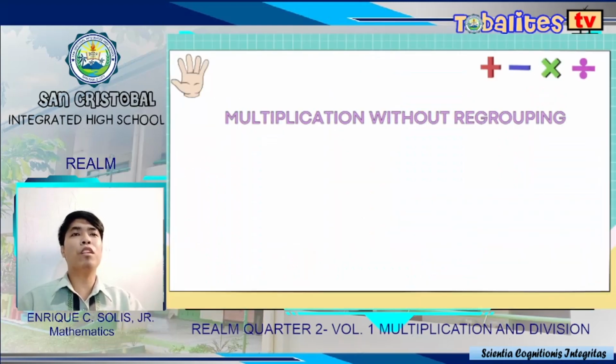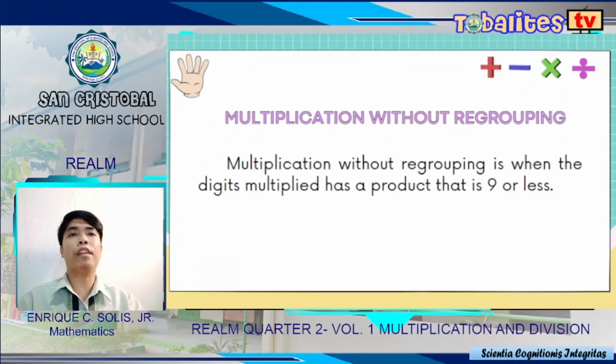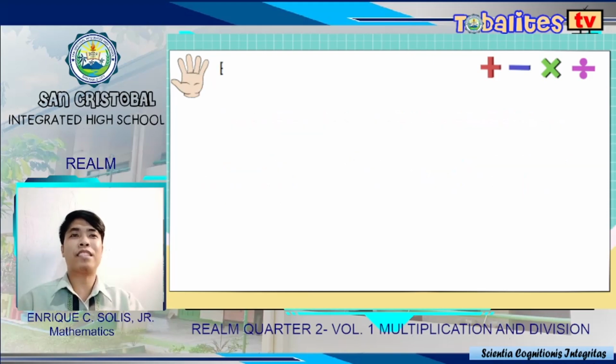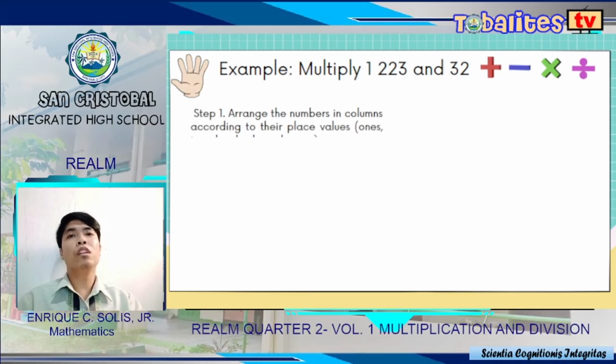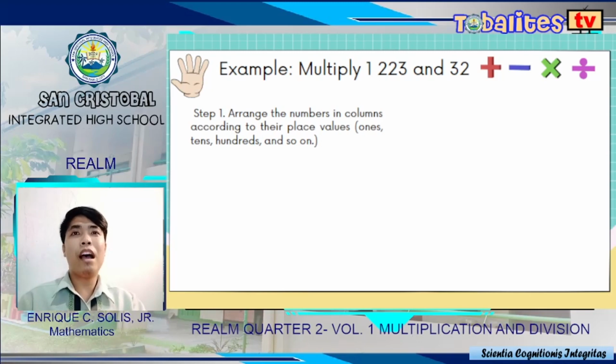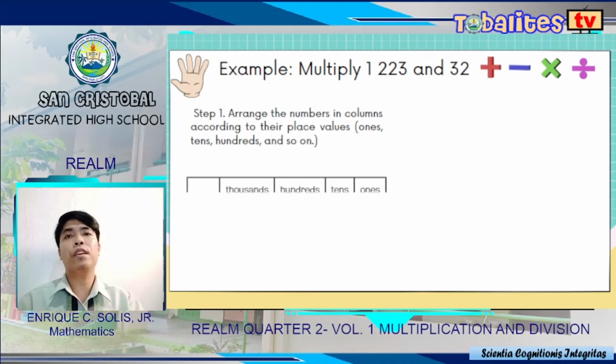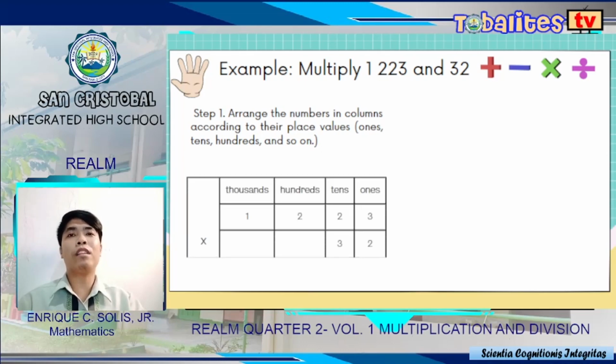Now let's proceed with multiplication without regrouping. Multiplication without regrouping is when the digits multiplied have a product that is 9 or less. Example, you are asked to multiply 1,223 and 32. So the first step you are going to do is to arrange the numbers in columns according to their place value, such as ones, tens, hundreds, and so on, depending on the number of the digits of the given numbers. To further understand, look at the table.